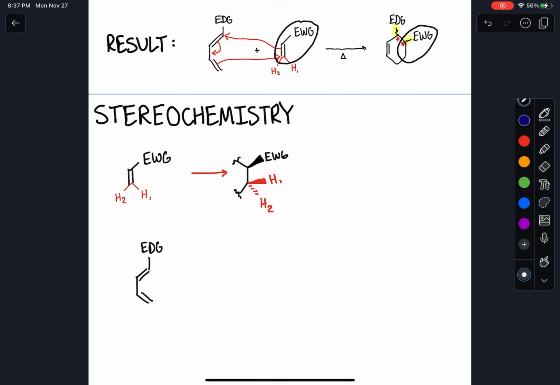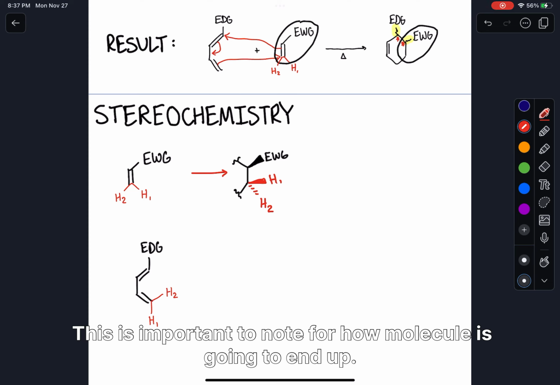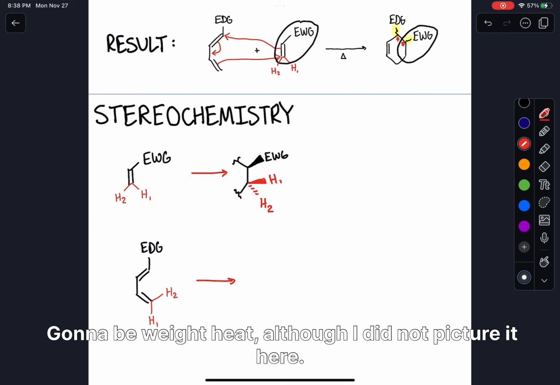Here, I will also draw the hydrogens associated with these. So I'll have hydrogen 1 be facing downward and hydrogen 2 facing inward. This is important to note for how the molecule is going to end up. I'll draw the mechanism one more time just to make it clear.